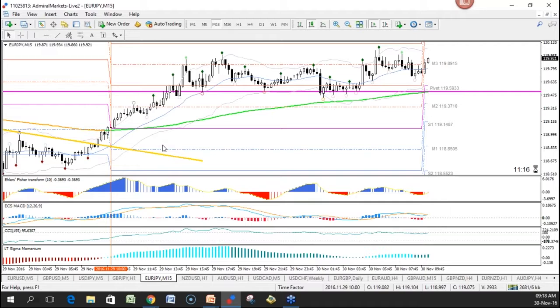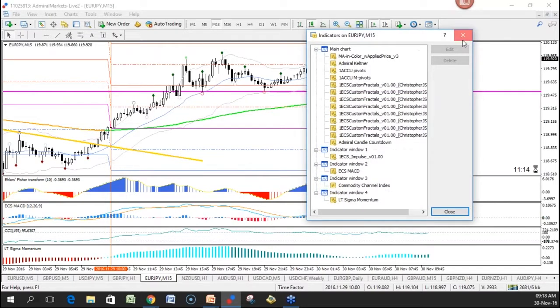I want to get rid of this line, but I cannot somehow. One second.